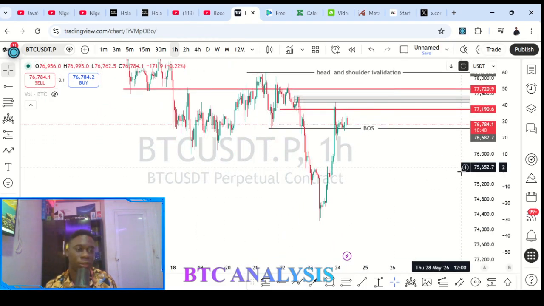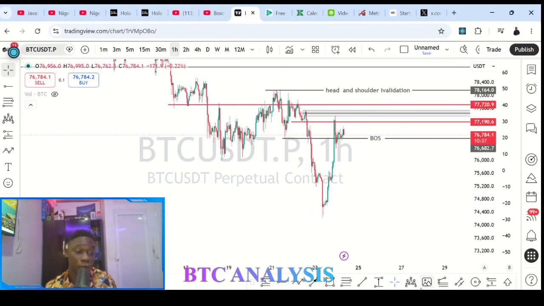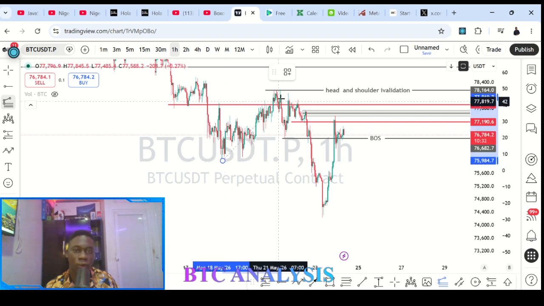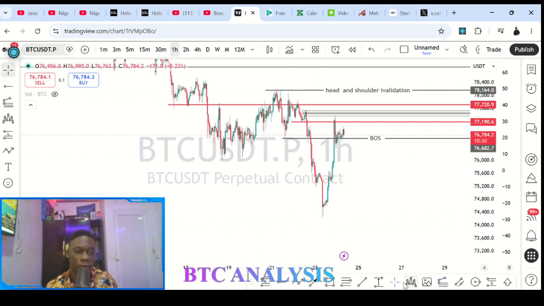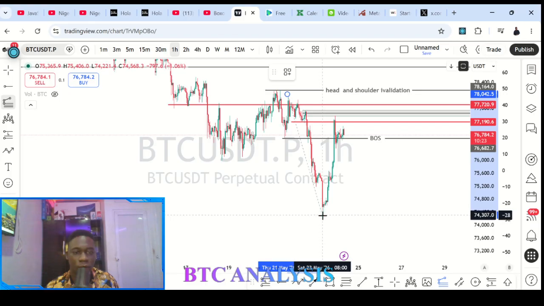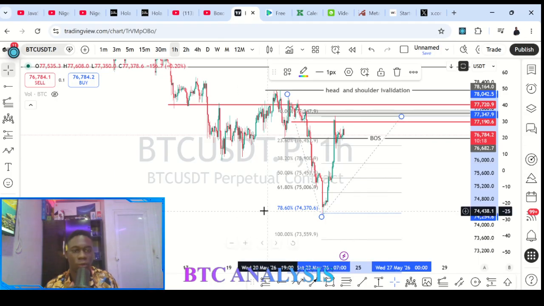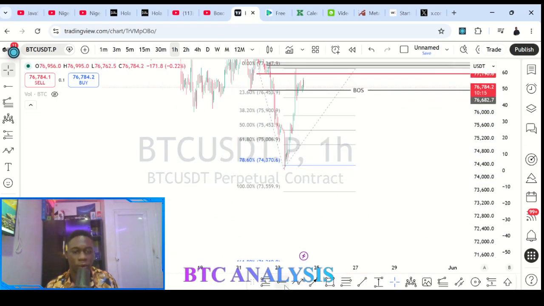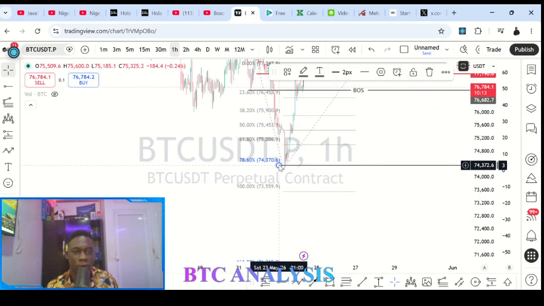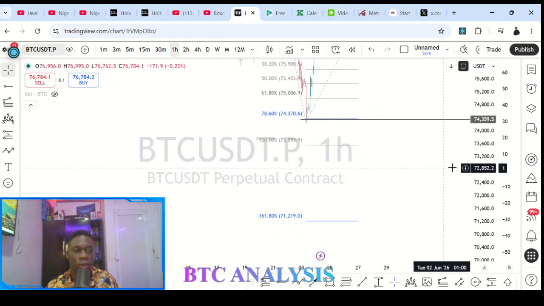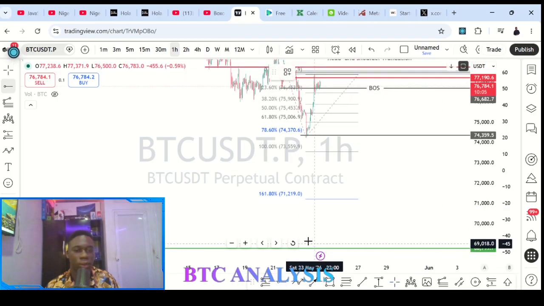I like using fib extension also to know how far the market could go. So if that's the case, we use this swing here, and then this is our entry here. With that, we can get our TP1 right here, and then we get our TP2.